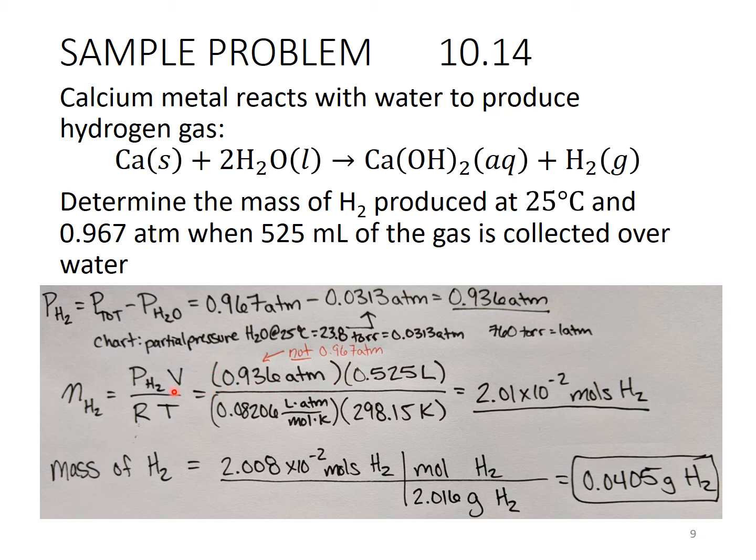So we can do this. Volume, convert to liters. Temperature, convert to Kelvin. Our R is good to go. And we get 2 times 10 to the negative 2 moles of hydrogen. And then we can easily convert that to grams of hydrogen. So we get 0.0405 grams of hydrogen. Okay, we would have been slightly off if we used the pressure total as opposed to the partial pressure of hydrogen. So this is essentially kind of the applications of Dalton's law of partial pressures.